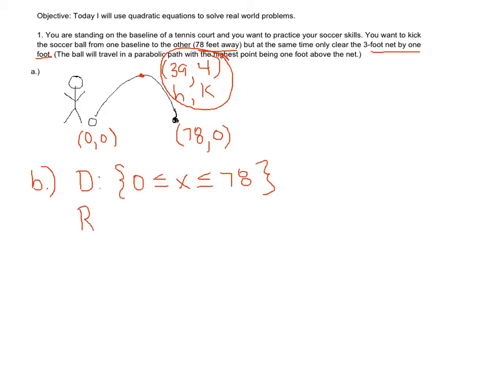The range, of course, is your y values. So at the bottommost point it's at 0. At the topmost point it's 4. So we're going to have a between statement. Y is going to be between 0 and 4. Okay, so now let's move on to part C. So I'm going to do that on the next page.